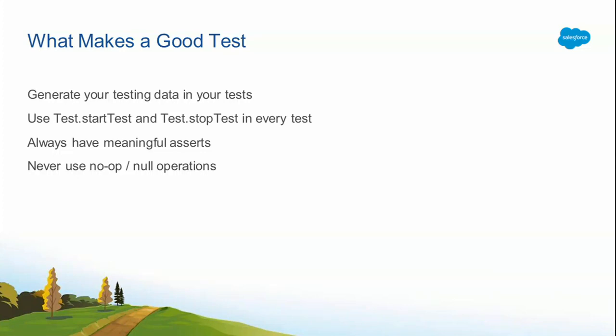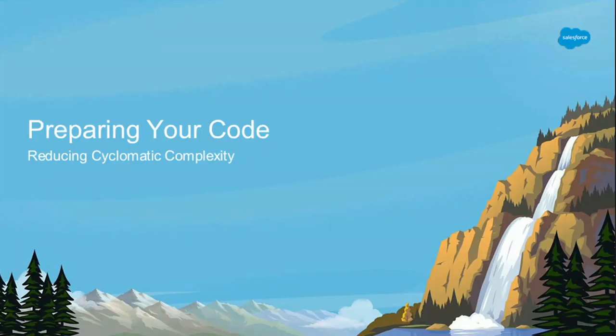My biggest one, if you have any takeaway from this entire talk, it is this. Always have meaningful asserts. Just having assert true in your test is worthless. Pull back data, make sure your code is doing what you expect, and assert that it's actually doing what you expect. And then don't ever do no-op or null operations in your code. That'd be like having a bunch of i++ lines to try to get your code coverage up higher. If you do that, Chris Peterson will find you and he will publicly shame you. And if you don't know who he is, that's probably a good thing.